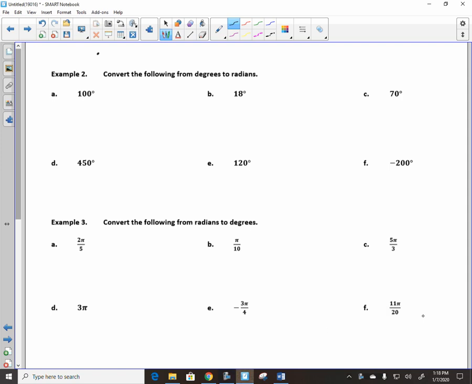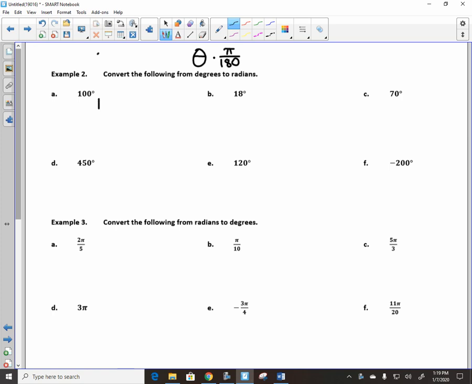We want to start by converting from degrees to radians. And our formula is this. We take the angle and we multiply by pi and we divide by 180. Some of these you're going to know well. Some of you might not know them as well. We're going to try to do it without a calculator. If you have to use a calculator, then go ahead and grab that.